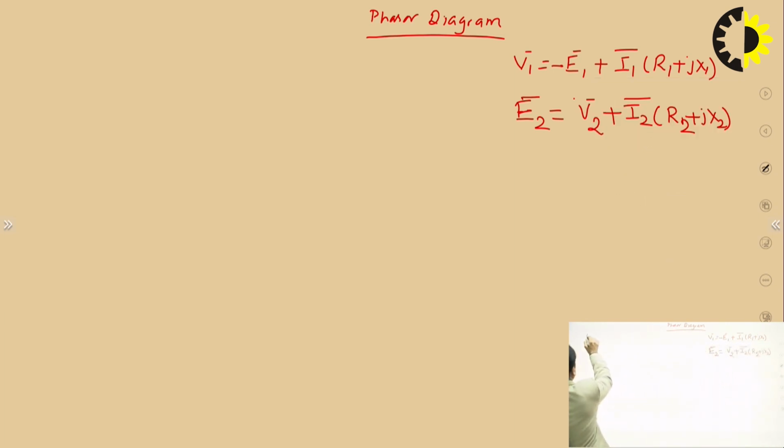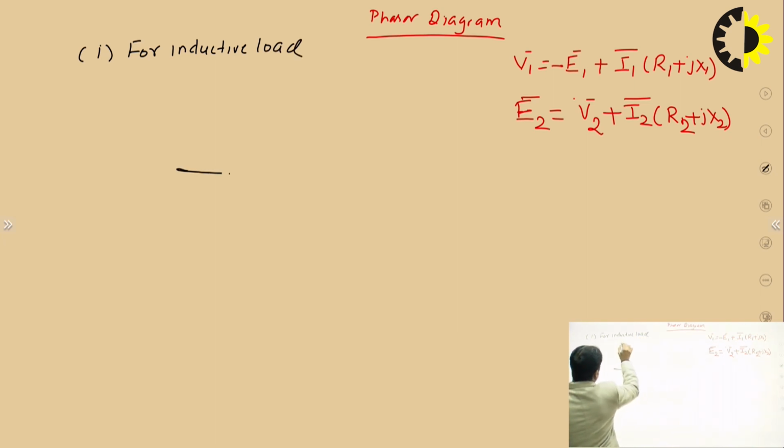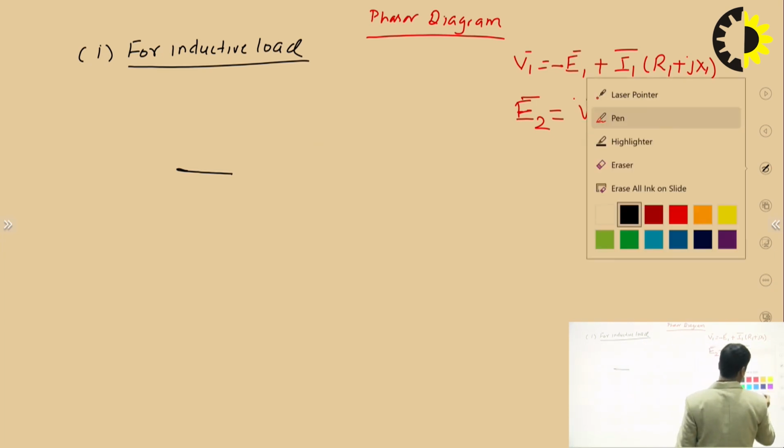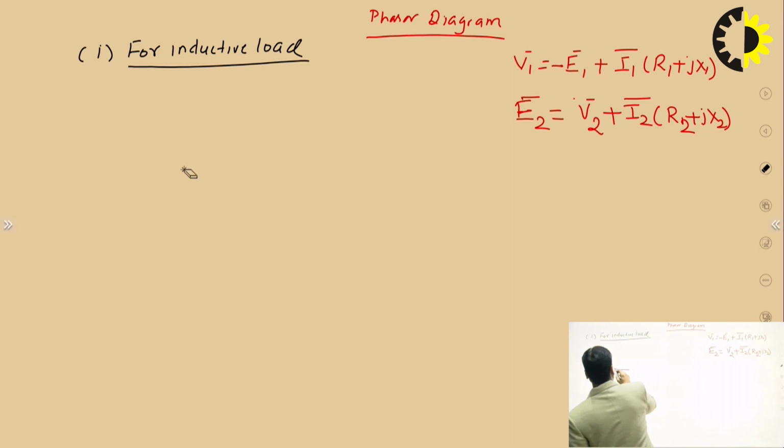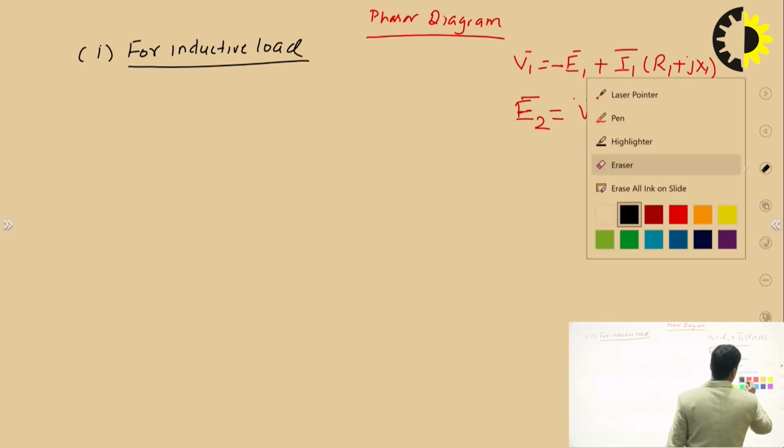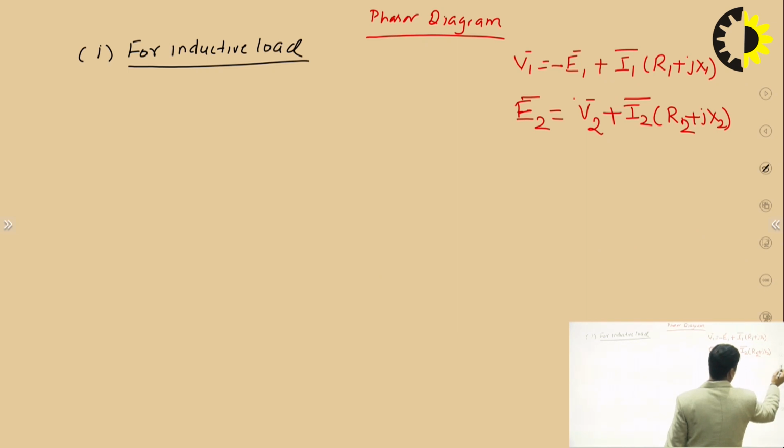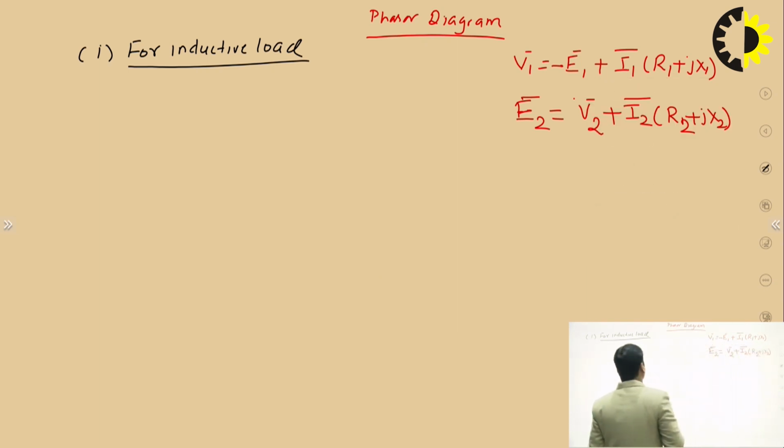So first we assume that, first we write that for inductive load, the current I2 will lag the voltage by a certain angle. So first of all, we draw the phasor diagram of the transformer.